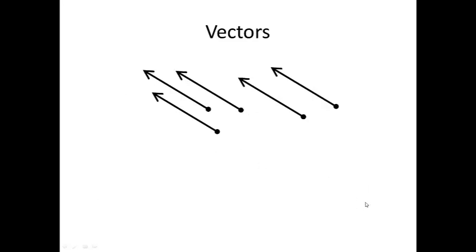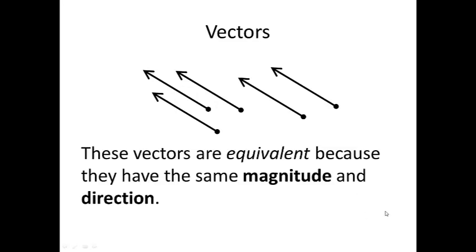These vectors are all the same vector. We call them equivalent vectors. They have the same length and they're pointed in the same direction.